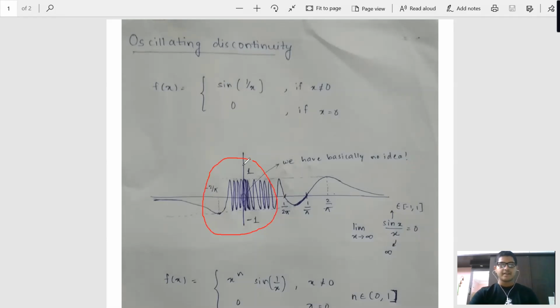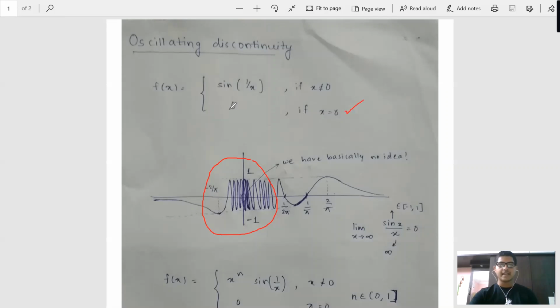Fine. Now see the function. The function is f(x) equal to sin(1/x) if x is not equal to 0, and 0 if x equal to 0. So what we have to do? We have to see if the function is continuous or not at x equal to 0. First condition is that 0 should belong to the domain. Yeah, 0 is there in the domain. It is clear from this.